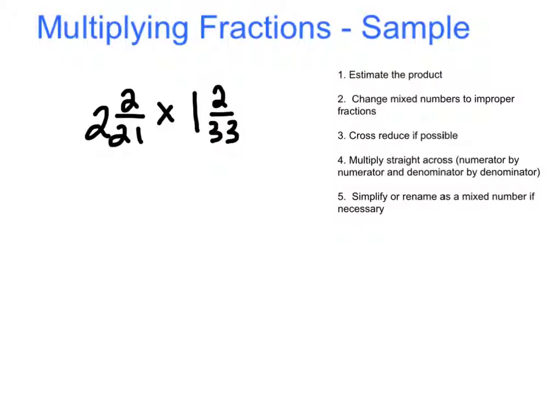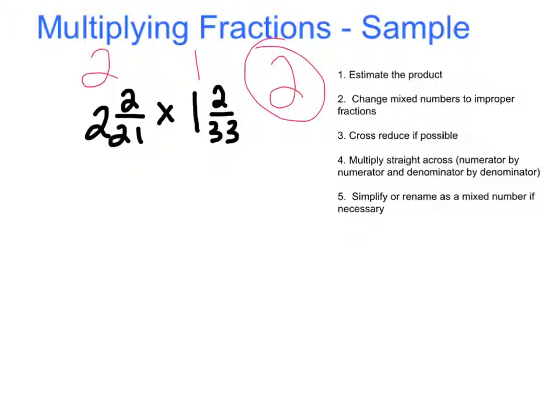In this next sample, we have a mixed number that we want to multiply. 2 and 2/21 times 1 and 2/33. First, I want to estimate. 2 and 2/21 is pretty close to 2, a little more than 2. And 1 and 2/33, again, that's pretty close to 1. So my estimate here, 2 times 1, I know they're both a little bit greater, so I know my answer is going to be around 2, a little bit greater than 2.